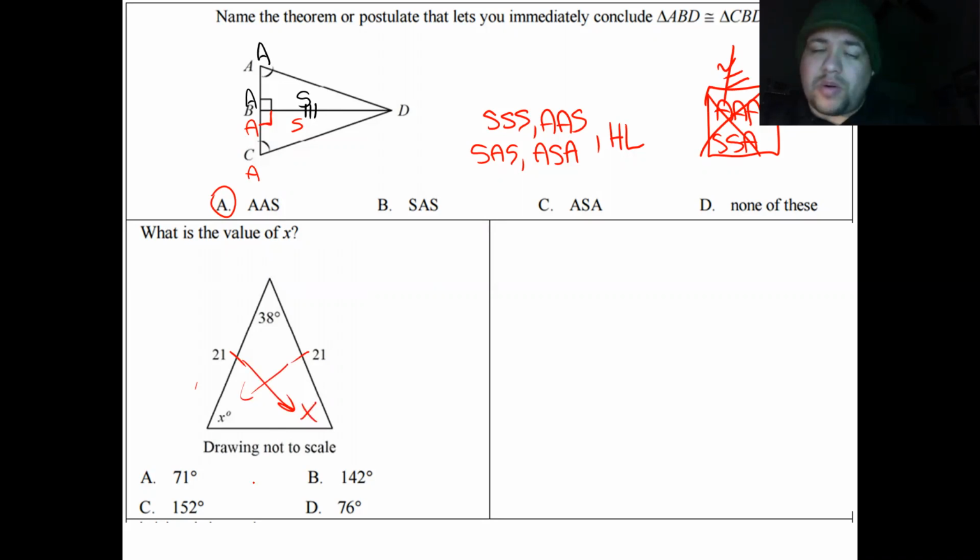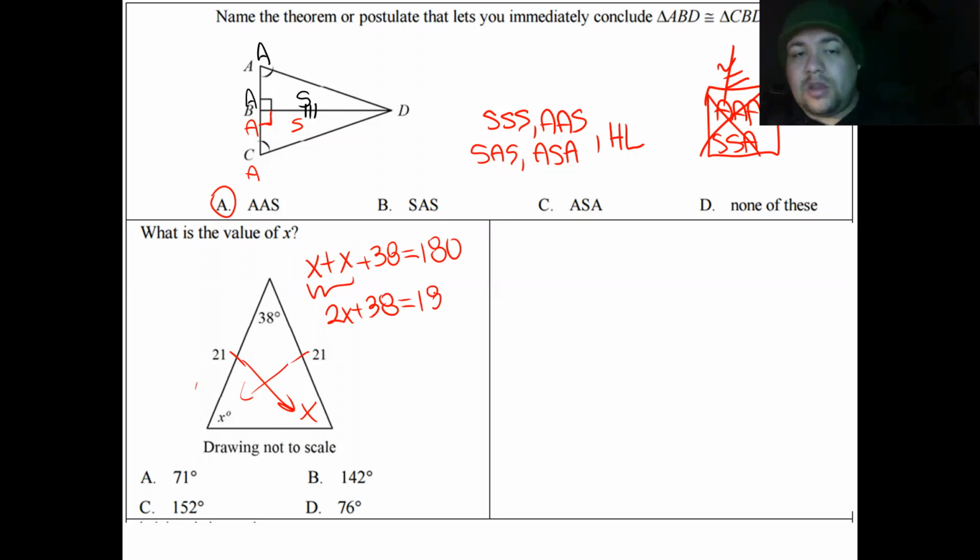Then we use the property that the sum of the angles in a triangle equals 180. So I'm going to get x plus x plus 38 is equal to 180. After that, we can conclude that we're done. So we're going to get 2x plus 38 is equal to 180. I'm going to subtract 38 from both sides.